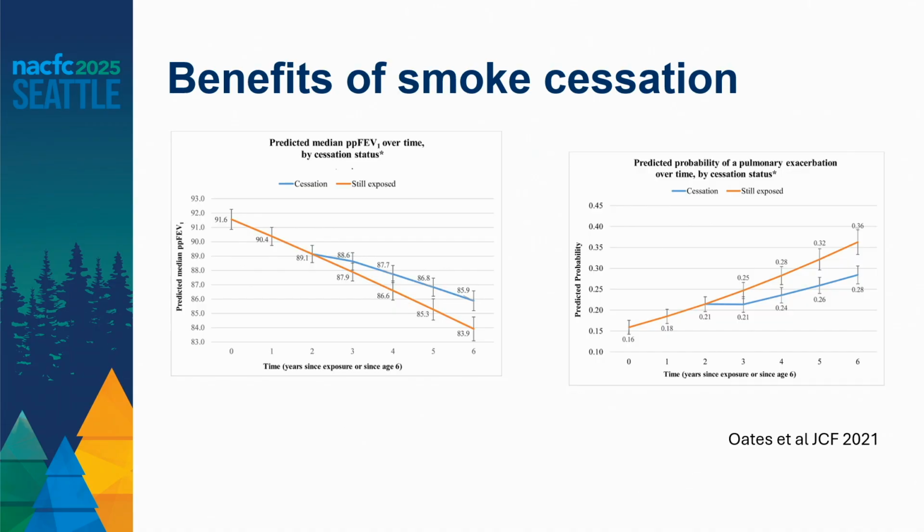She found that in households, in the pediatric context, that had cessation of smoke exposure, there was a significant benefit in both lung function decline, where there's a relative plateauing compared to those who continue to have the smoke exposure, as well as a relative flattening of the exacerbation rate. So this suggests that if we can stop smoke exposure, we have benefit.